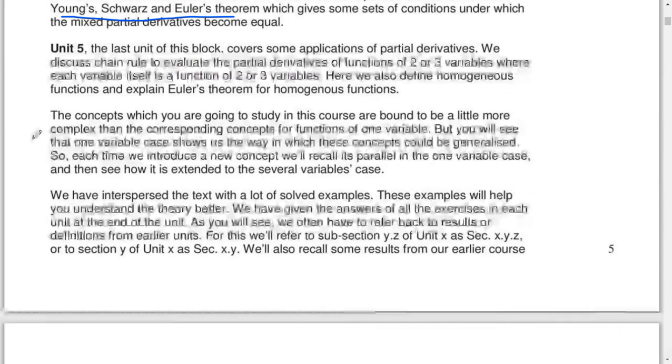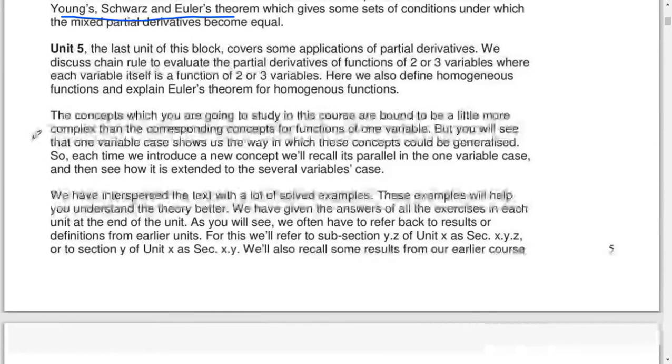The concepts which you are going to study in this course are bound to be a little more complex than the corresponding concepts for functions of one variable, but you will see that the one variable case shows us the way in which the concept could be generalized. So each time we introduce a new concept, we will recall its parallel in the one variable case and then see how it extends to the several variable case.